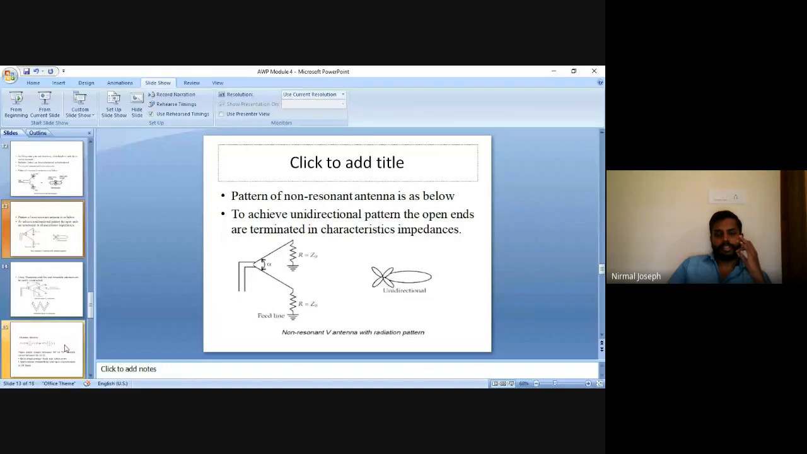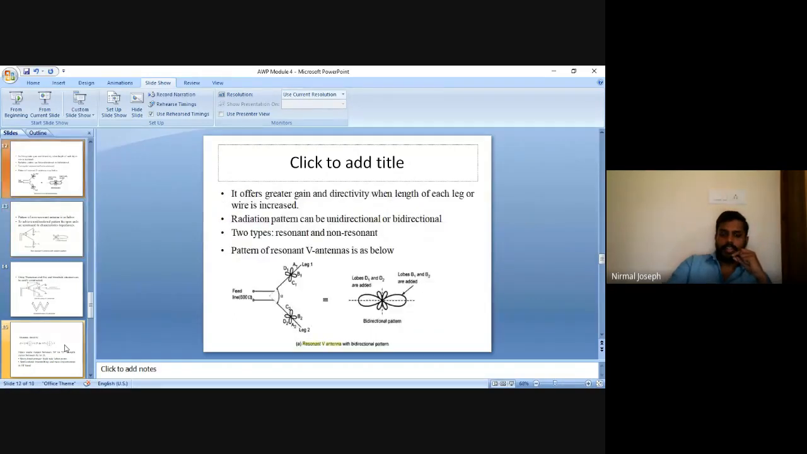The pattern of a non-resonant antenna is as below. To achieve a unidirectional pattern, the open ends are terminated in characteristic impedances. That's all. So if we are terminating the open ends with characteristic impedances, we are going to get a unidirectional radiation pattern. While in the resonant one, we were not terminating the ends with any resistance. The ends are kept open.